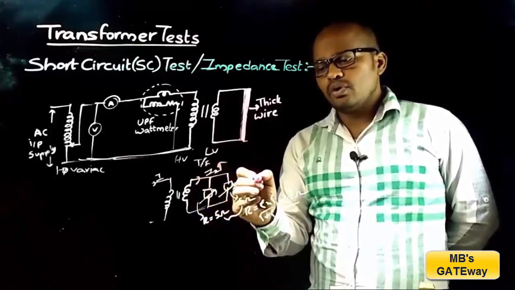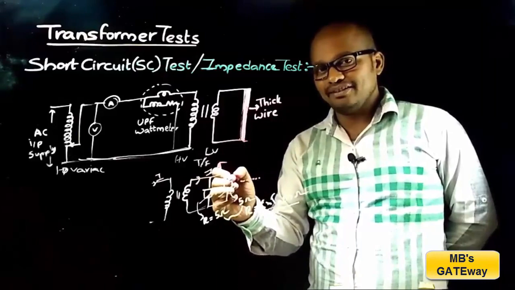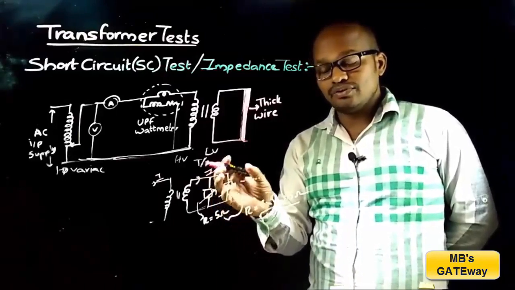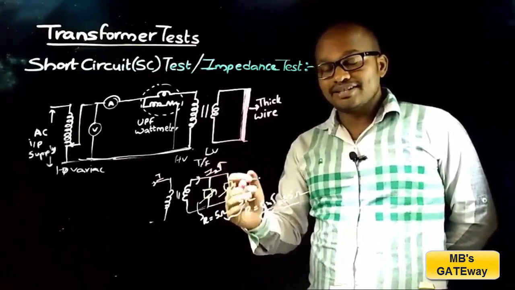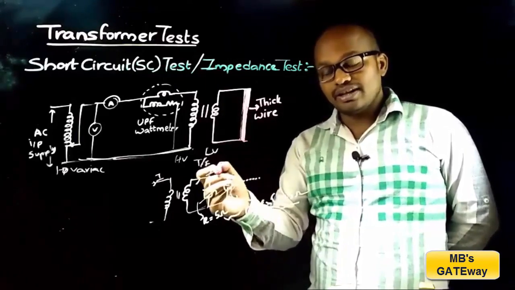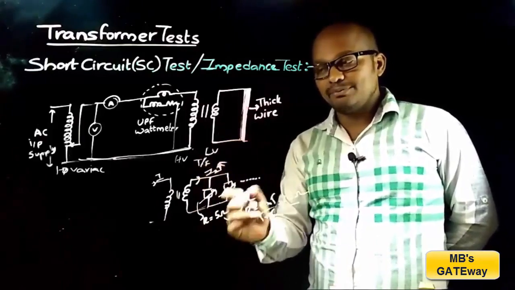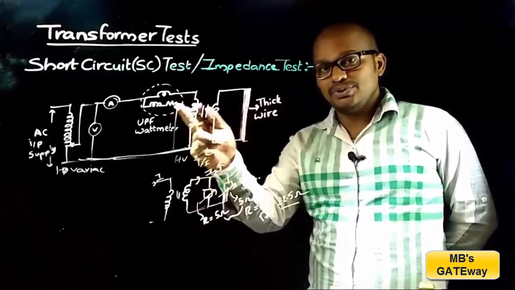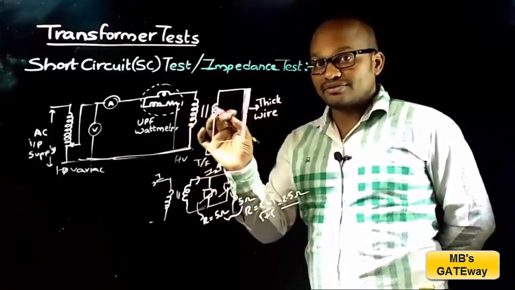So if you go on increasing the load, that is, if you go on connecting the loads in parallel, then the effective value of the impedance will get decreased more and more. And if it gets decreased more and more, the current will increase more and more. And this will help you to understand why to use UPF wattmeter. And that you can understand from the phasor diagram.